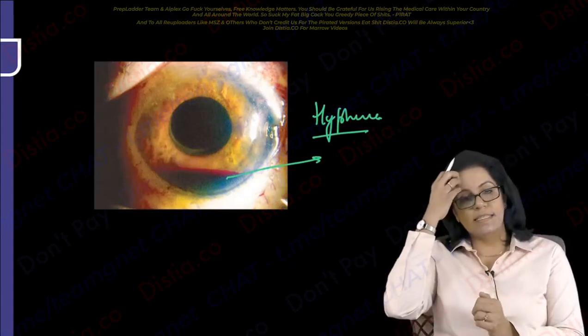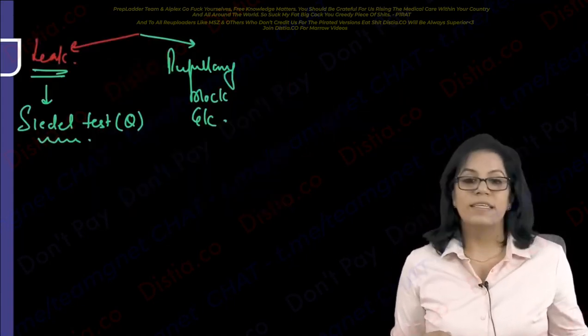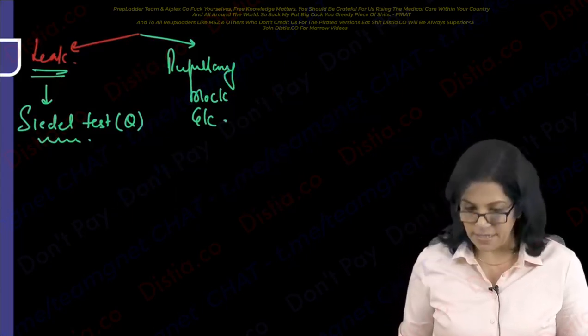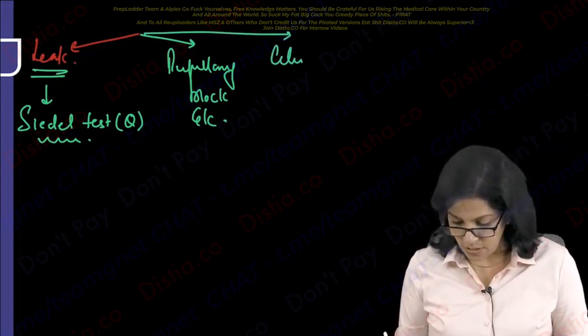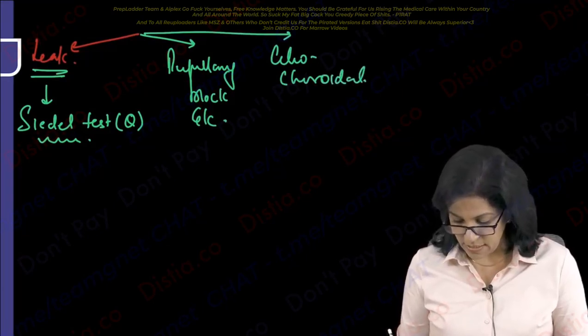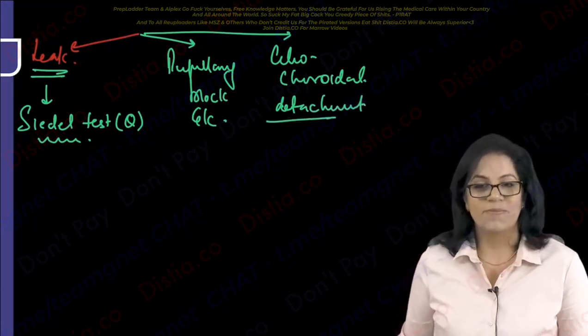So these are the causes, and one more cause you can write down is ciliochoroidal detachment. Ciliochoroidal or choroidal detachment could also be a cause. Naturally, this detachment is happening and this is a cause of shallow anterior chamber. So just know these are the causes of shallow anterior chamber.